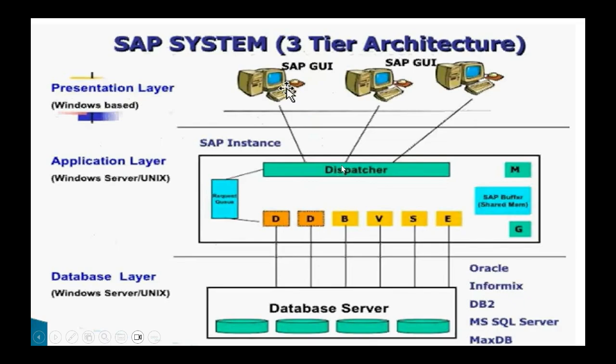Now the dispatcher distributes the request, whatever request comes from the presentation layer. Sorry, not web dispatcher, dispatcher. The purpose of the dispatcher is to distribute the work among the various work processes, and the work processes will take the work based on their specialties. All work processes are not the same. Based on their specialty, the work process will process the work. Now we'll see in detail the various work processes. The very first is D, that is nothing but the dialog work process.